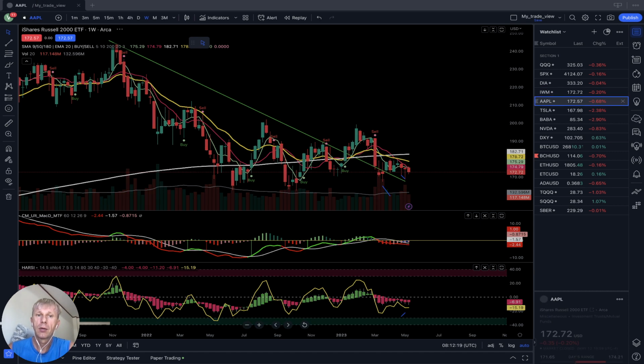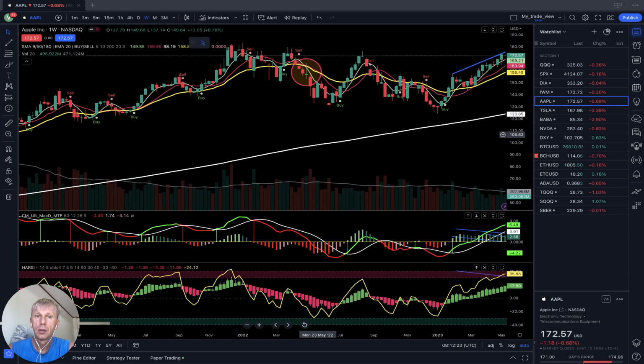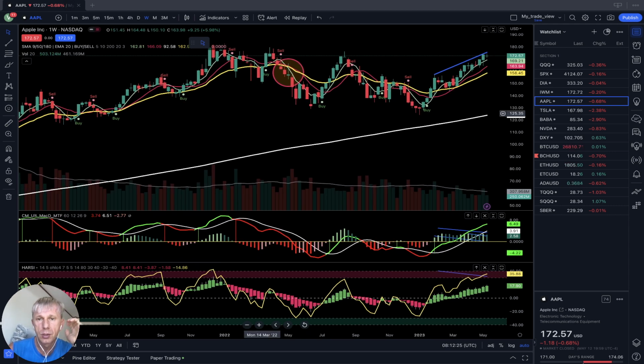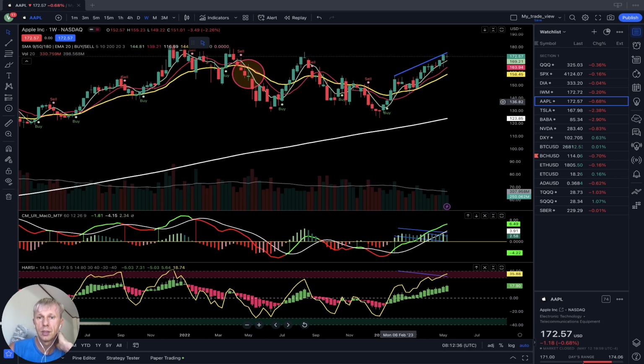Let's move to Apple. Apple weekly time frame. Apple is very strong. That's why Qs is so strong, because mega stocks like Apple, Nvidia, Microsoft, Google are very strong. Google, look at it. Google is so strong. It didn't even touch 200 yet. It will do it. There will be a correction.